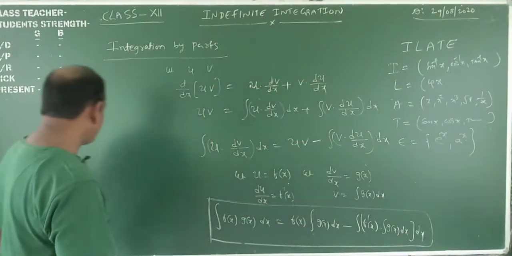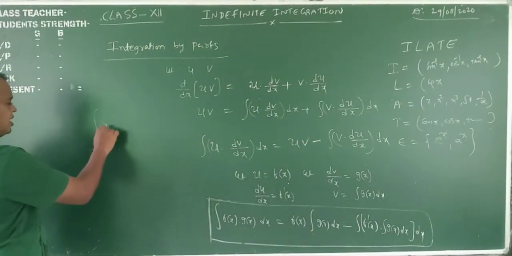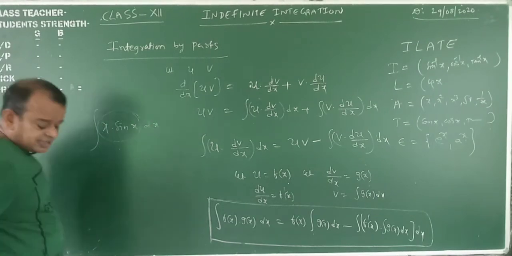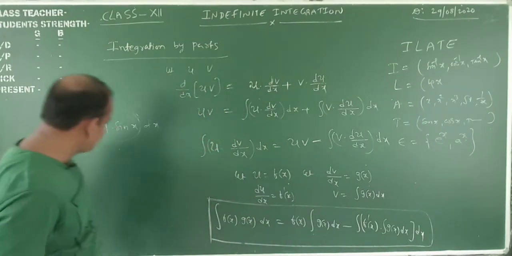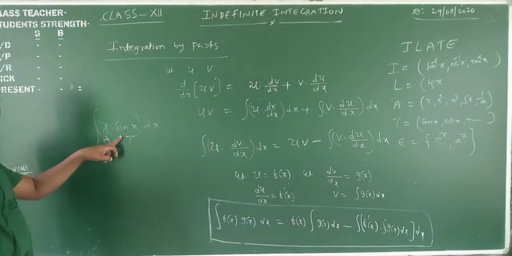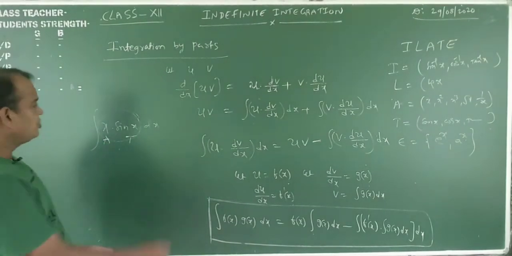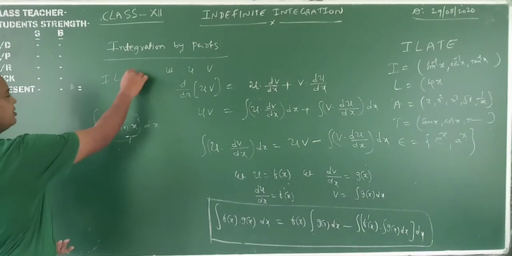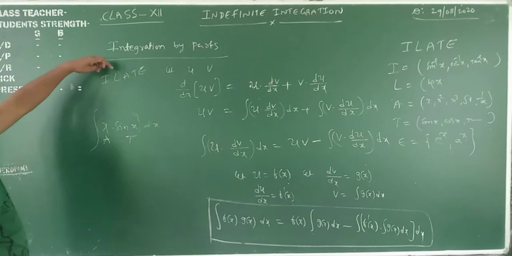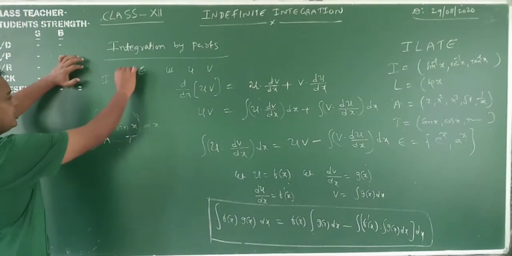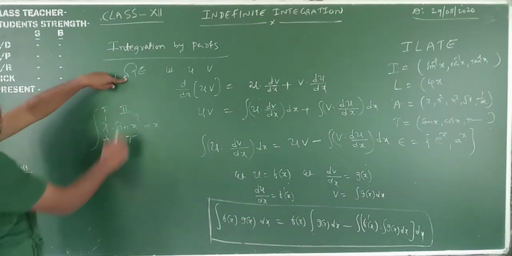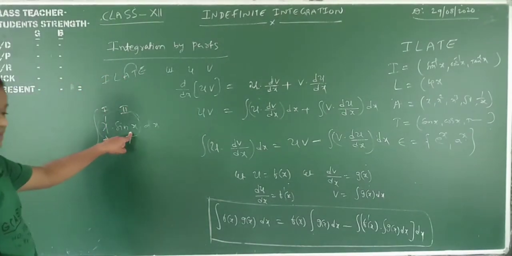Suppose we will find the integration, for example in the examination, of x into sin x dx. Don't confuse here. Observe that x is algebraic, and sin x is trigonometric. Which one is the first, which one is the second? We write the formula ISLATE. Here observe that there are only A and T. Which one is first? A is first, so this is the first function and this is the second function. This is f of x, this is g of x. So now write the formula.